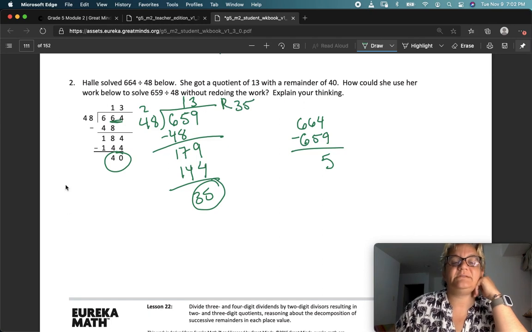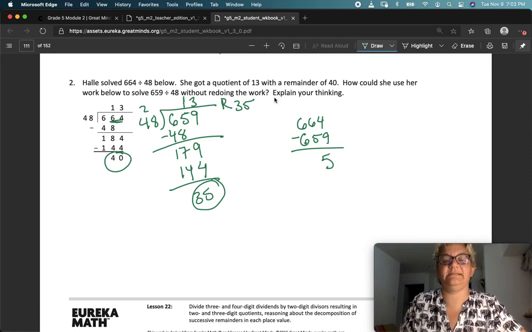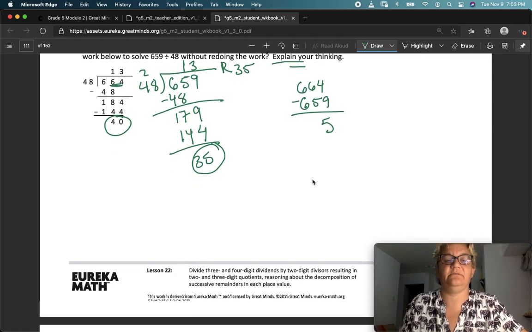So that's just a little bit of math thinking for you. All right, explain your thinking. Don't forget to write down.